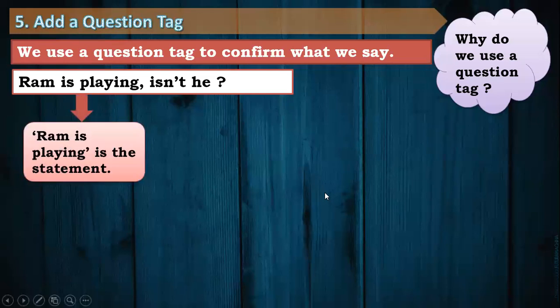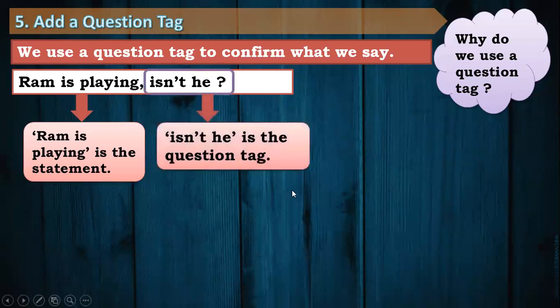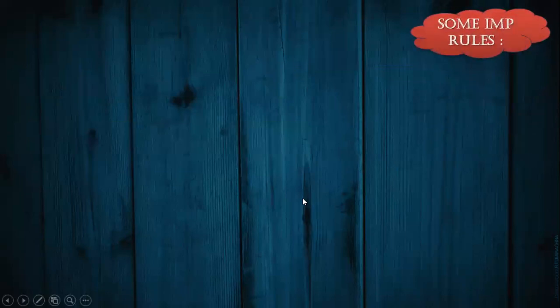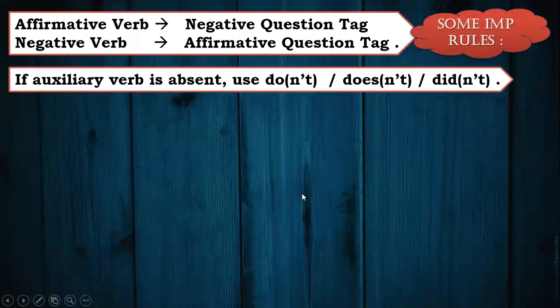Here we have Ram is playing as the statement which is given to us, and isn't he is the question tag. So what does the rule say? How to remember all these things? Let's go. Whenever we have an affirmative sentence given, we use the negative question tag. But whenever a negative sentence is given, we use an affirmative question tag. Once again, what if we don't have any auxiliary verb given? Which verbs are we going to use? As simple as that. It is do, does, did, or don't, doesn't, didn't.